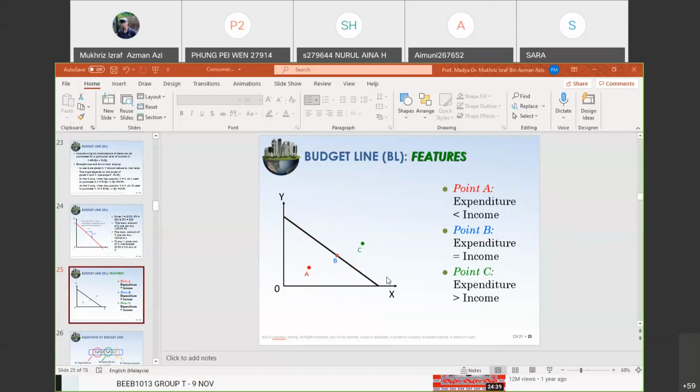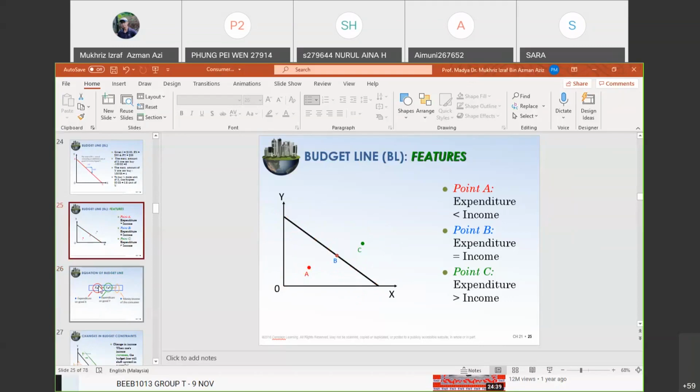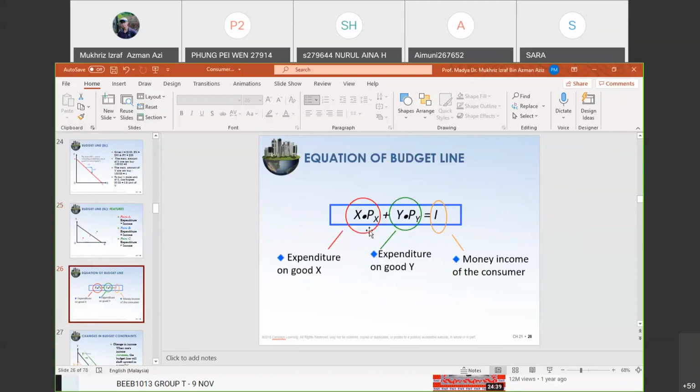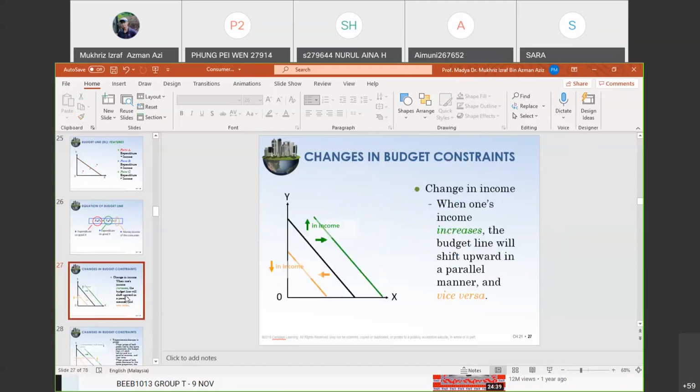So the budget line is just a combination of how much X and Y you spend given the money that you have. Expenditure on X plus expenditure on Y equals the income that you have. I think this is a very simple equation or function that you need to understand. And then the budget line can also change due to changes in your income. It can shift to the right.